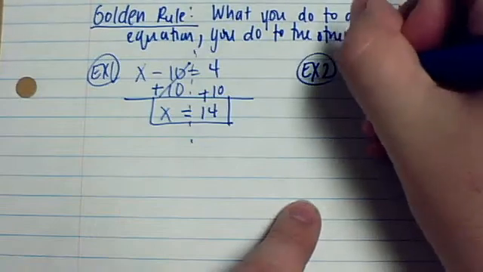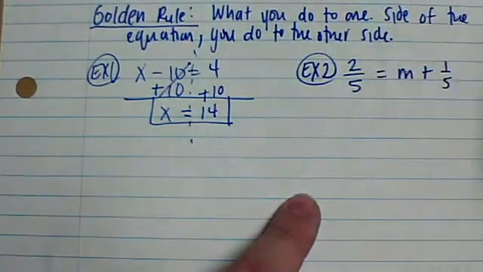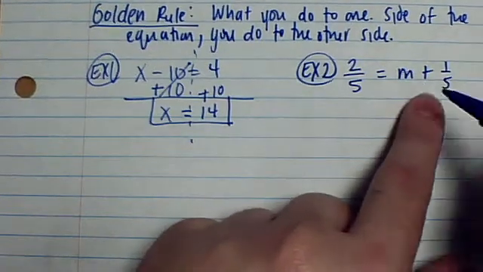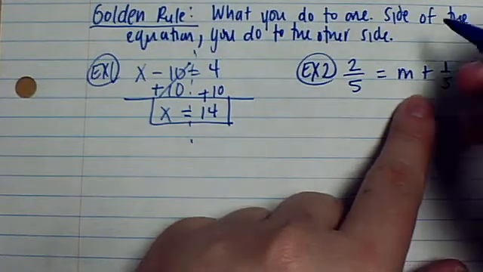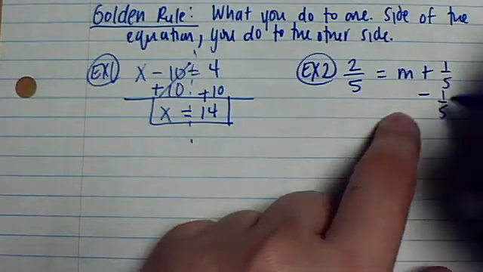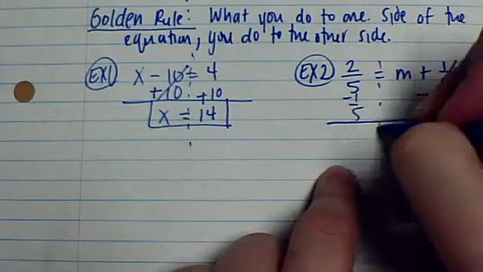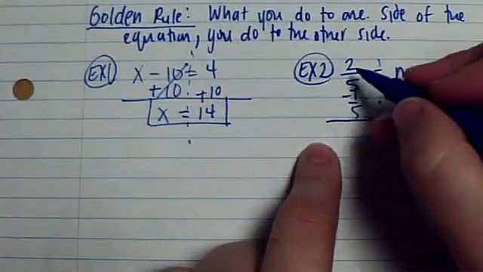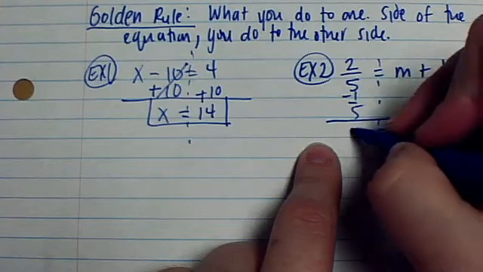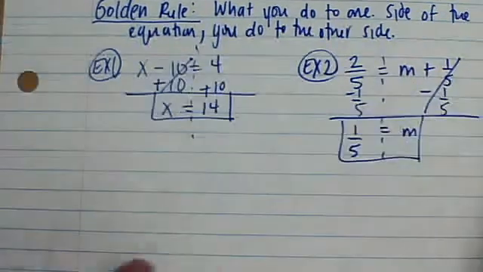Okay, now if I have 2/5 equals m plus 1/5. Okay, again, let's look at the operation. The operation is addition. To undo addition, I need to subtract. So I'm going to subtract 1/5 from both sides. So I have m equals 2/5 minus 1/5, which is 2 minus 1, is 1/5. Okay, again, my variable's by itself, so I have that answer.